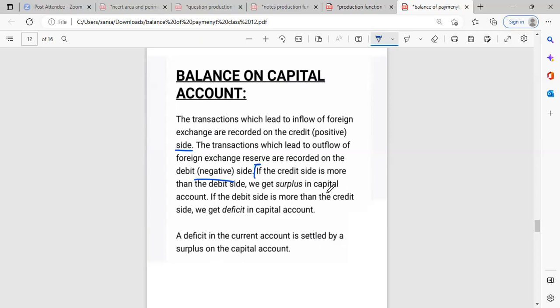If the credit side is more than the debit side, it is known as a surplus in the capital account. If the debit side is more, it is known as a deficit. A deficit in the current account is settled by a surplus of the capital account. So if you have a deficit, at that time you will create a surplus, so that there will be a balance. Clear? So you will write from here. If the credit side is more than the debit side, it is this and this.